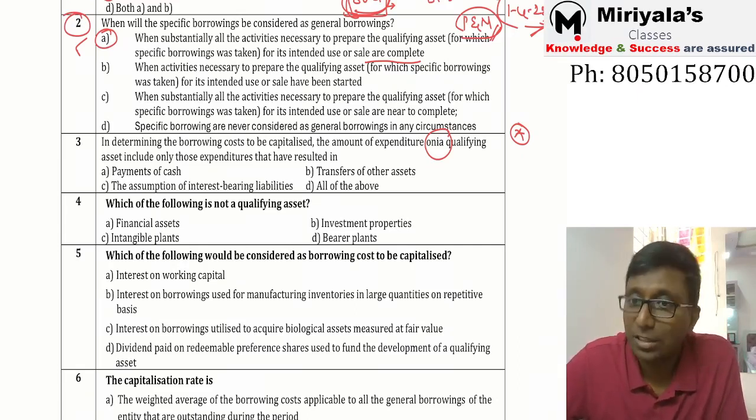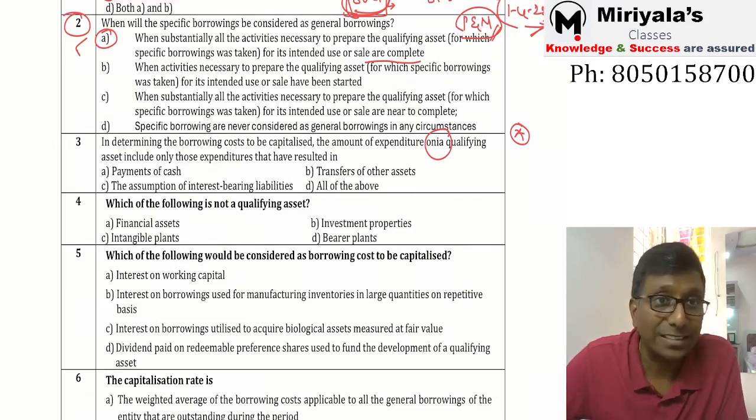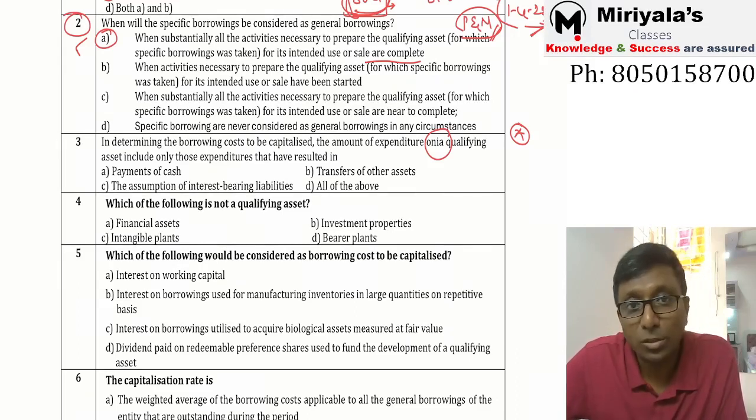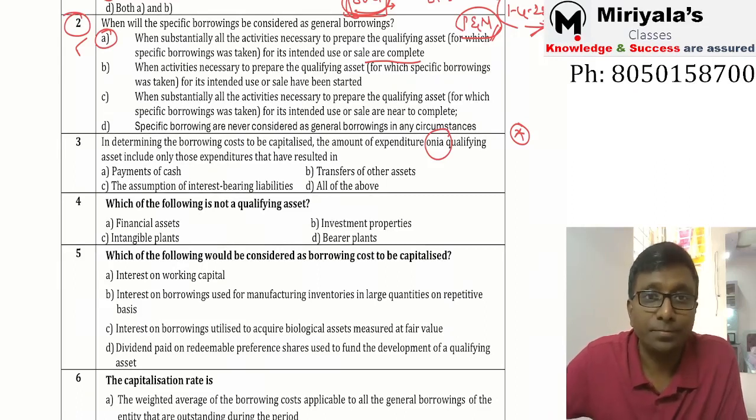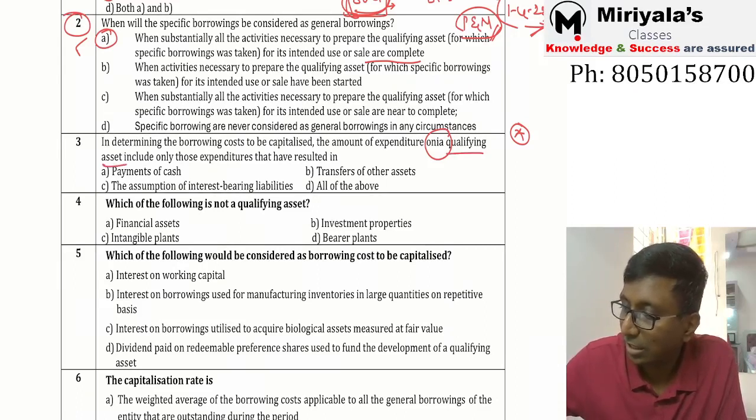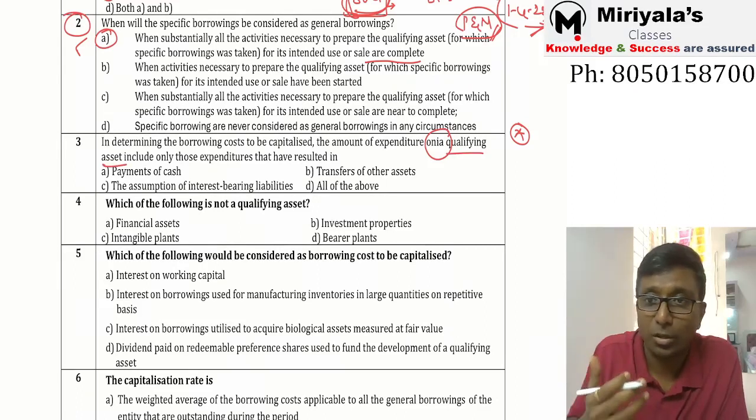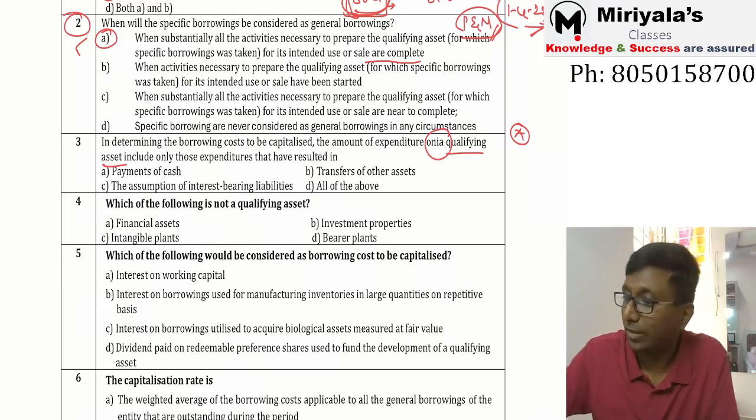See, first read the question once again. I think you're not answering correctly. In determining the borrowing cost to be capitalized, the amount of expenditure on a qualifying asset includes only those expenditure that have resulted in. You are spending the money on the qualifying asset. How are you incurring the borrowing cost? How much money are you spending on the qualifying asset?